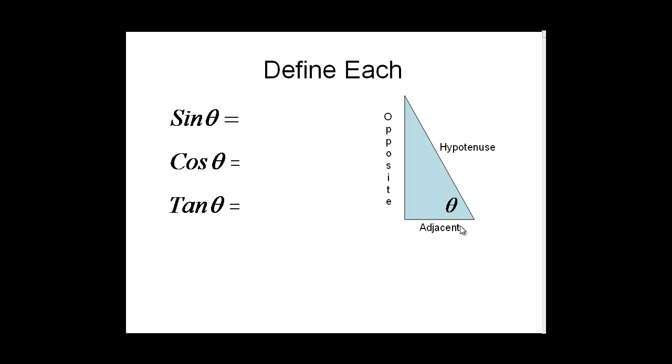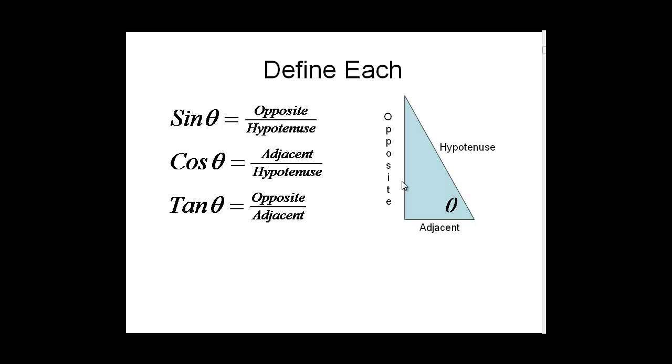Now, if you look at some fractions, sine, S-I-N, theta, is going to be the opposite side, whatever that is, divided by the value of the hypotenuse. The fraction for cosine is going to be adjacent, which is next to the angle, over the hypotenuse. And then tangent is the opposite side divided by the adjacent side, or the sine divided by the cosine.